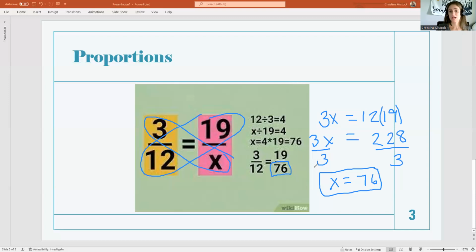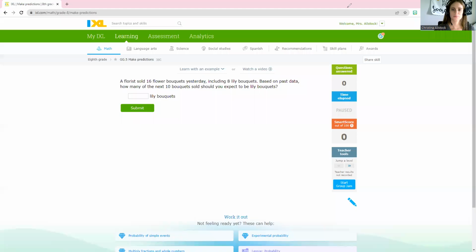All right, let's hop on over to IXL so we can combine these two concepts and make our predictions given our probability statements. As you can see, we have now moved on over to IXL. Remember, the code is 3.8c.